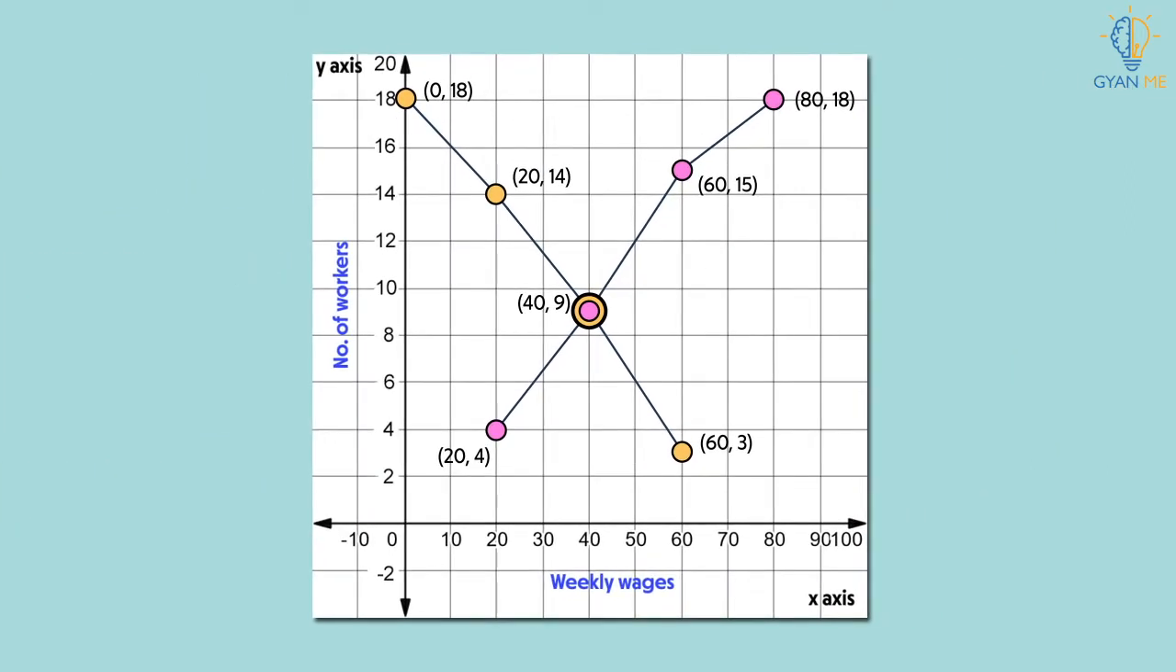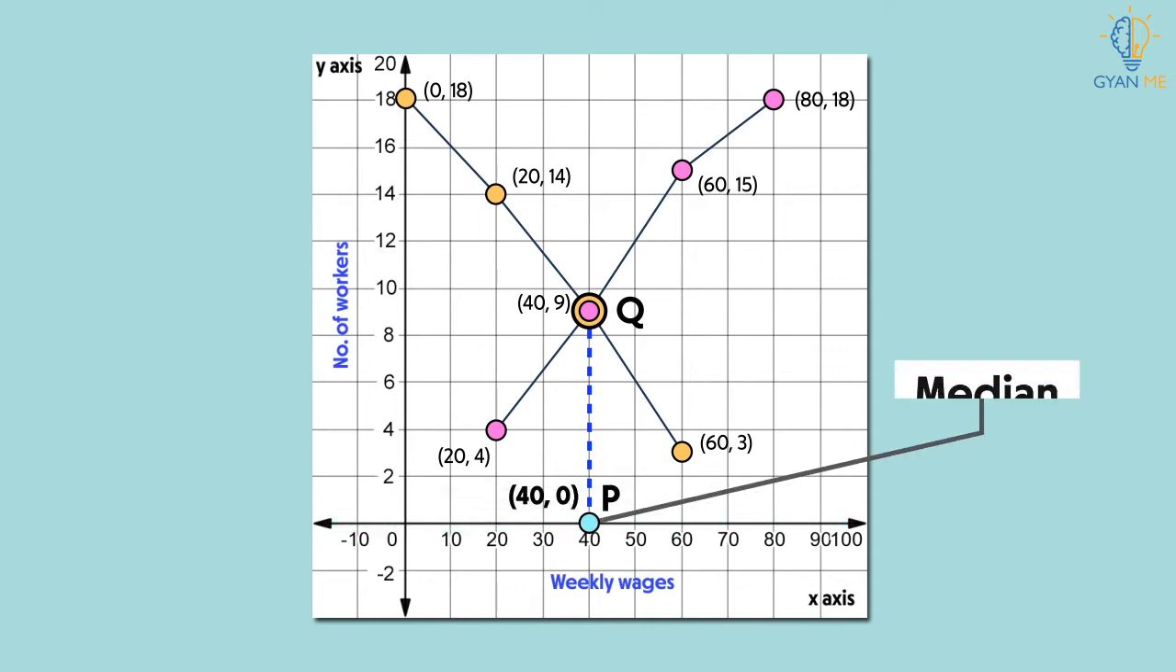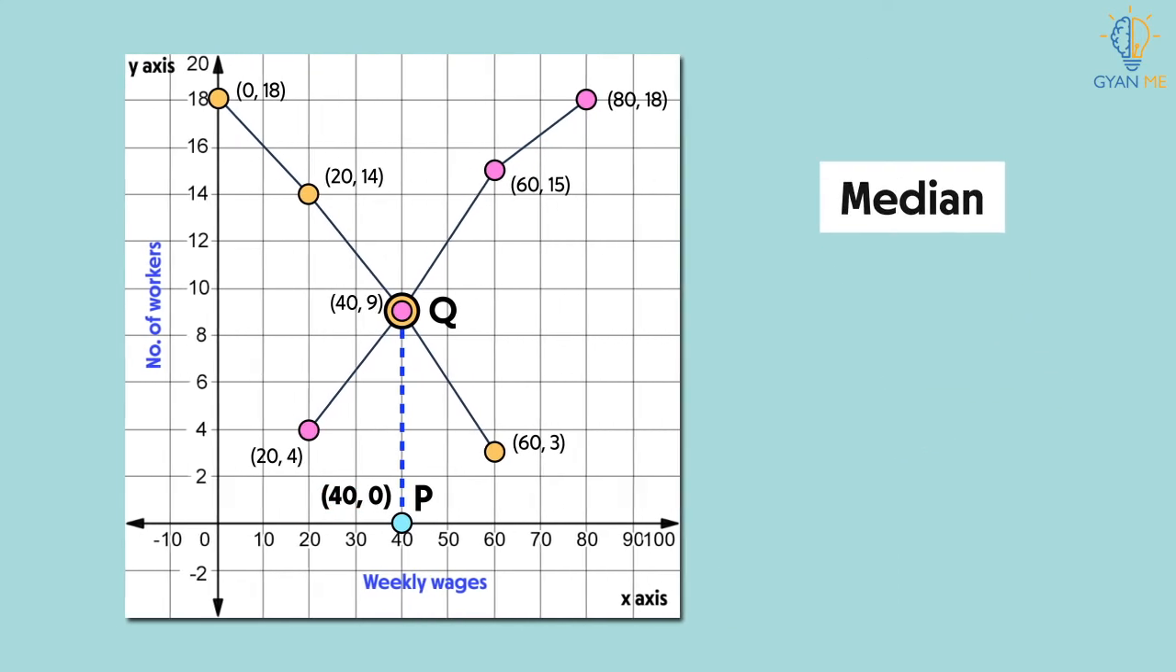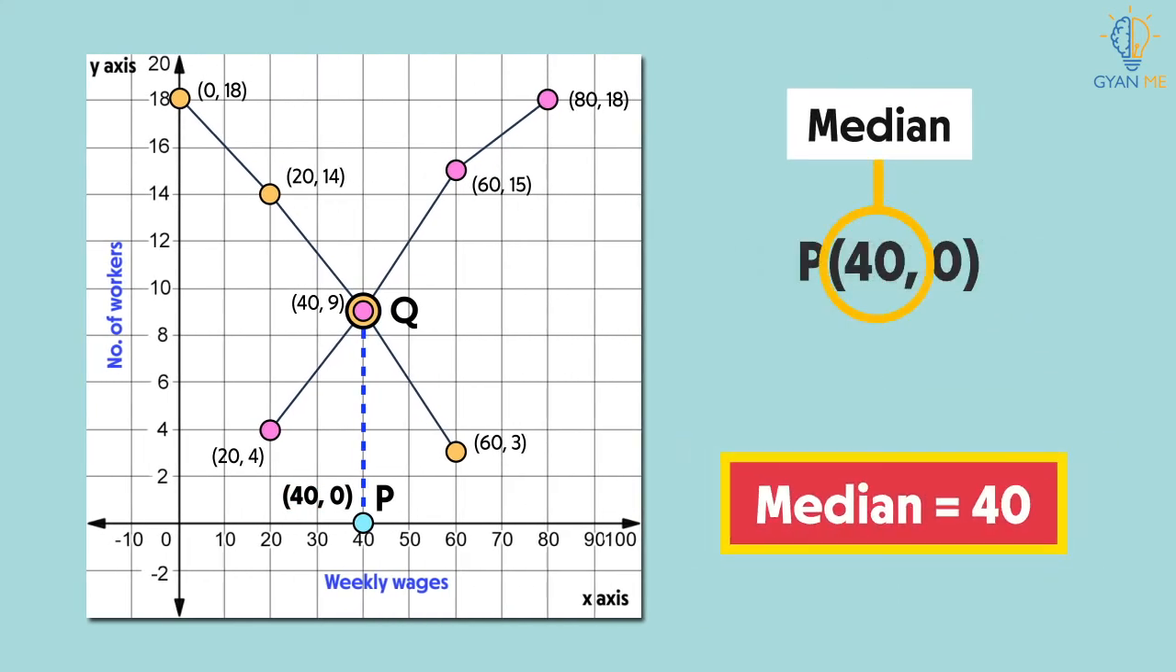Now observe the point where both these ogives intersect. Let's call this point as Q. Drop a perpendicular line on the x-axis from this point of intersection of these curves, that is Q. This perpendicular line from Q meets x-axis at a certain point, say P, which determines the median of this data. Since P lies on x-axis, its y-coordinate will be 0 and its x-coordinate will be the median of this data. Thus, the median, the x-coordinate of P, is 40.